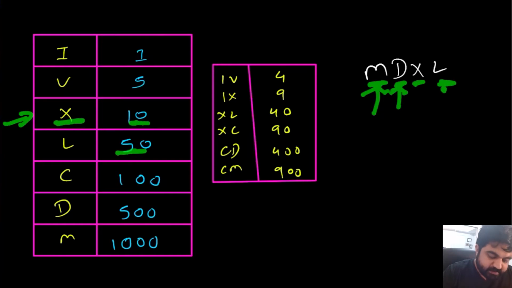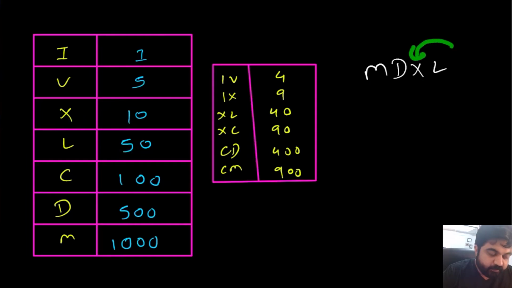So in this case, though X is a smaller value, it comes before L, which means we will have to do a subtraction between these two values and addition with all the values before that. Let's see what the answer is going to be. M is going to be 1000, then D is going to be 500. That is okay.